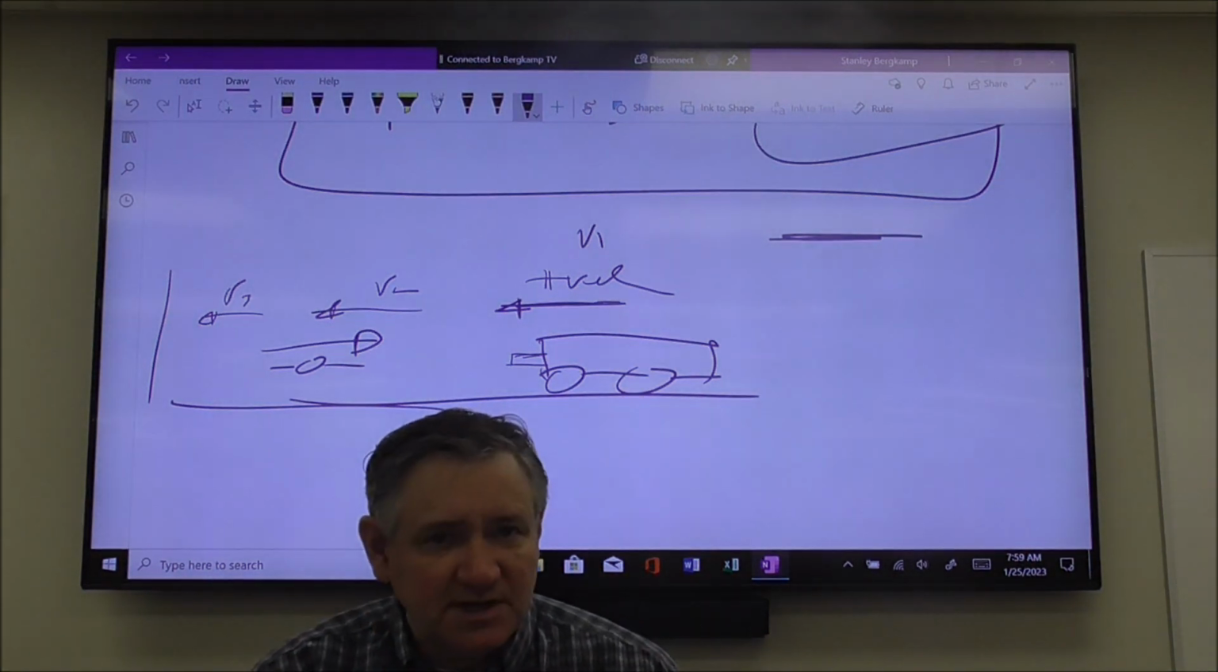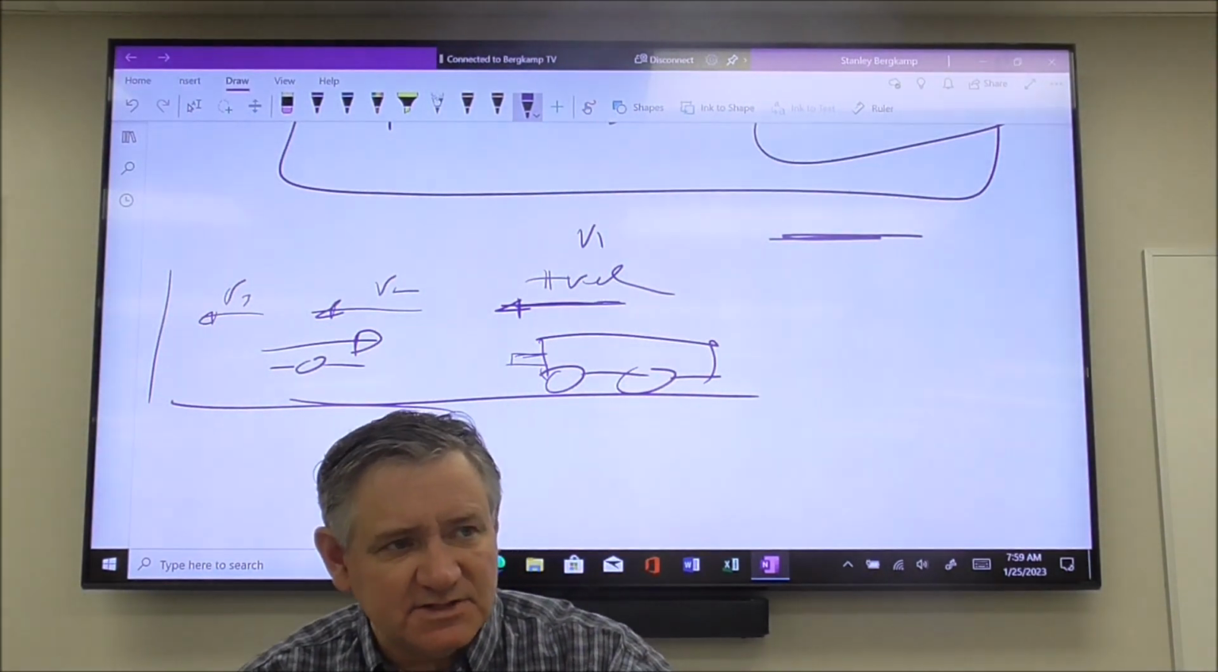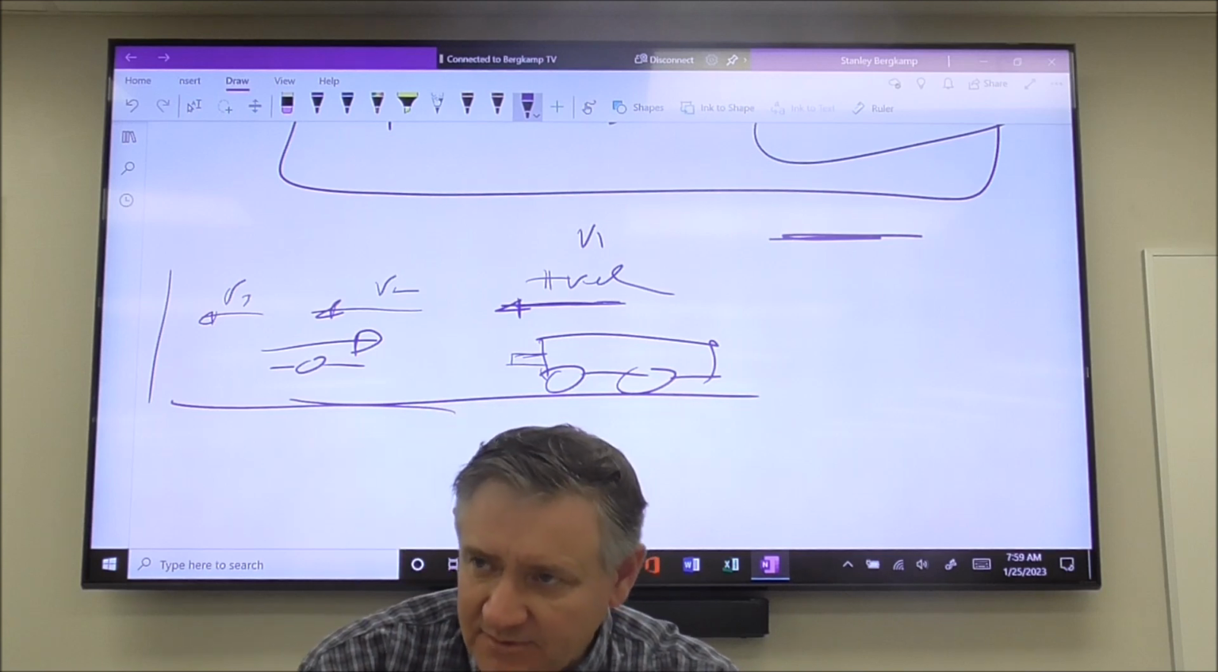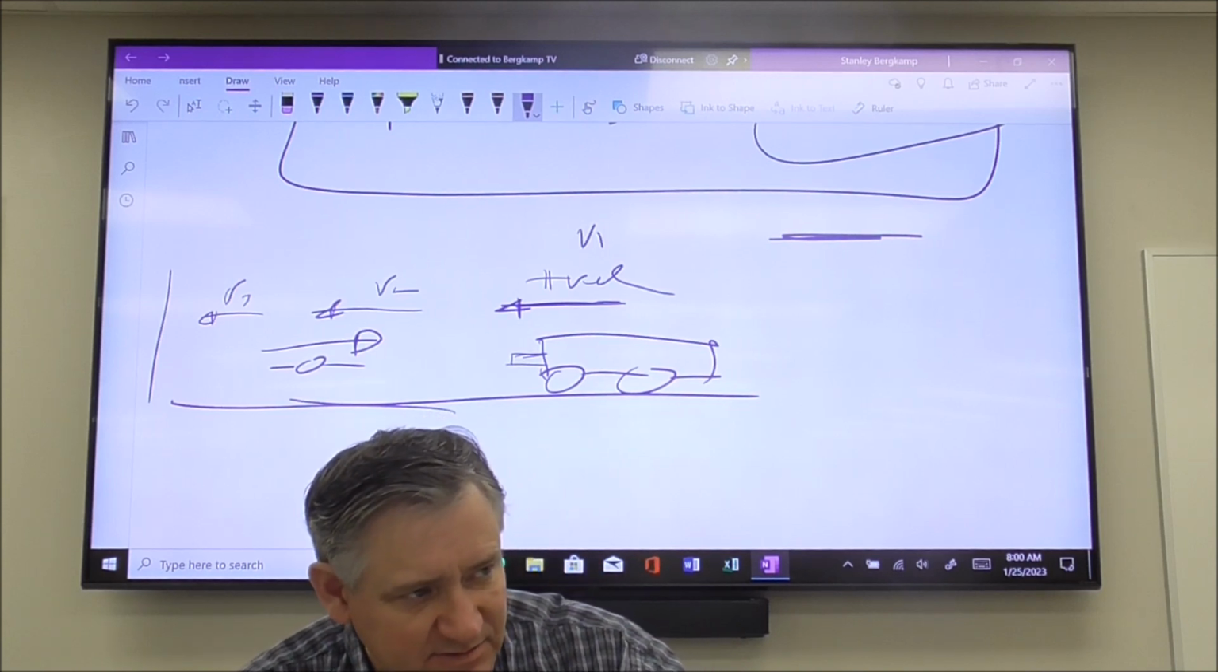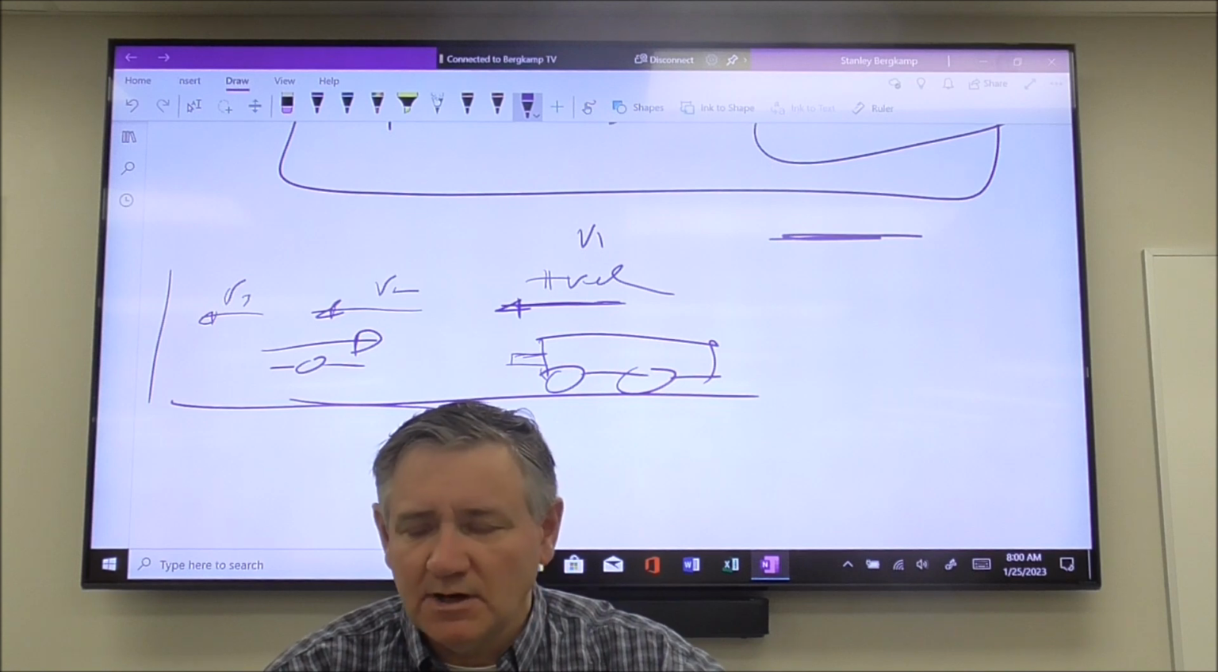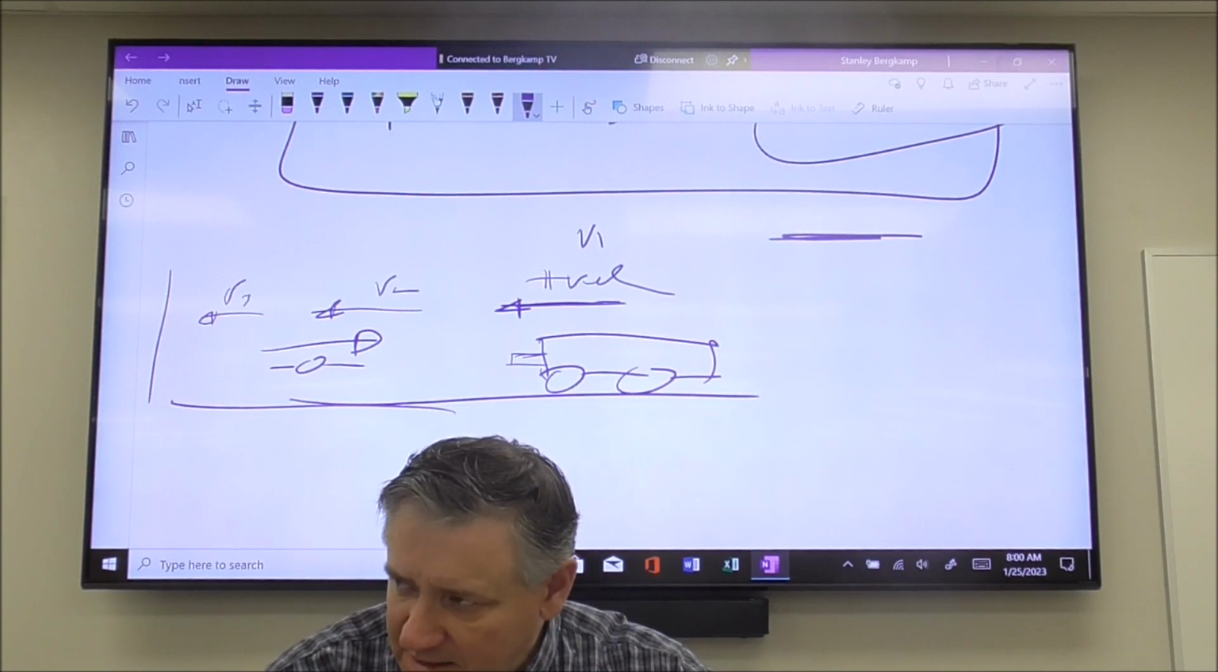The other thing I want you to get out of your mind is that acceleration is negative, and every time acceleration is negative, you slow down. No, no, no, no, no, no, no, no, no. You can speed up with negative acceleration.